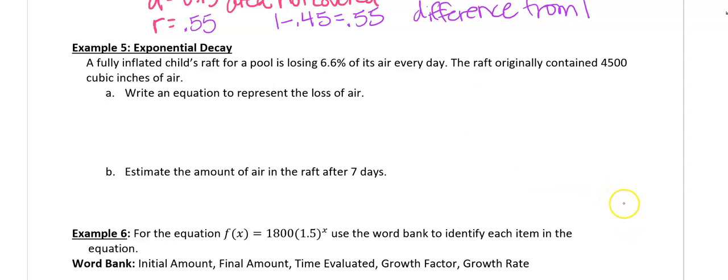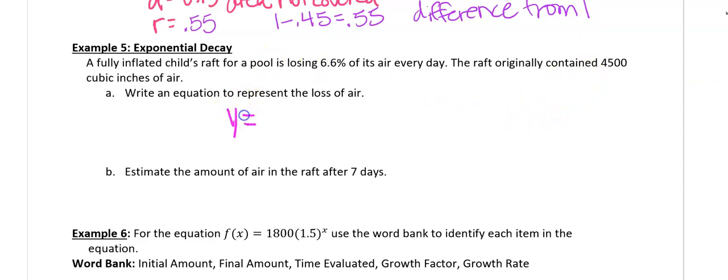All right. A fully inflated child's raft for a pool is losing 6.6% of its air every day. Talk about real world. We all have one of those pools in our backyards that lasts forever. You just don't want to go empty it. It has all the grass in it, and it's just slowly getting smaller. The raft originally contained 4,500 cubic inches of air. Write an equation to represent the loss of air.